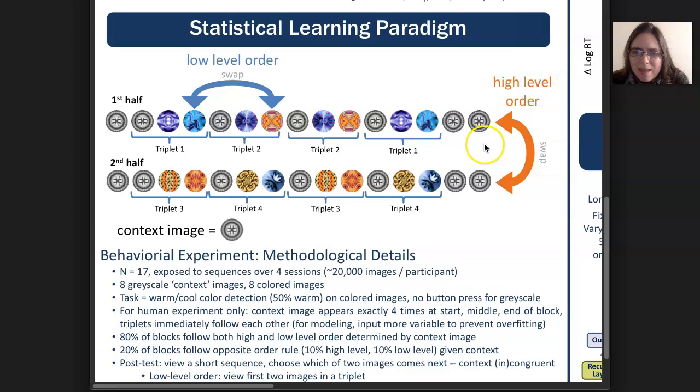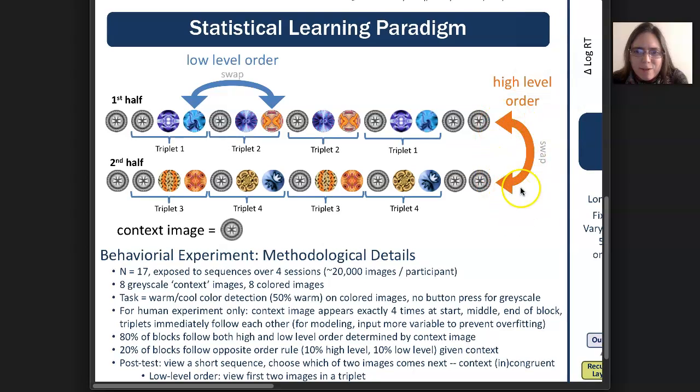Then we also have each block of context images broken into 2 halves. The first half of the block, you're going to get these 2 triplets, so these 4 colored images will appear. And in the second half of the block, this other set of 4 images will appear. Again, depending on the identity of the context image, which set of images comes first is going to swap. That we're calling the high level order assignment of the context images.